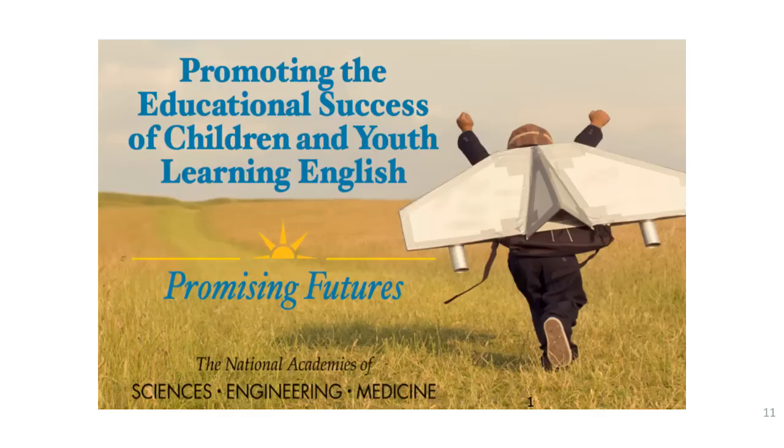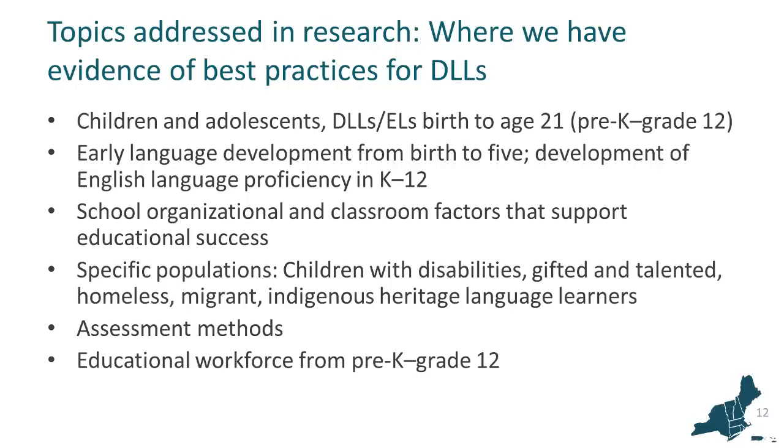This was a committee that was comprised of 17 members, everything from a sociologist to a cognitive neuroscientist, and I was privileged and honored to be a part of that committee to both learn from experts in different fields, but also to contribute the perspective of an early childhood educator. The topics that we addressed in this research are really rather novel, because I'm not aware of other academies' reports that have had as wide a scope and as large a task as this particular committee. We were examining studies that provided evidence of best practices for dual language learners. So this report covered birth to age 21, so children, adolescents, pre-K through grade 12, and college preparedness.